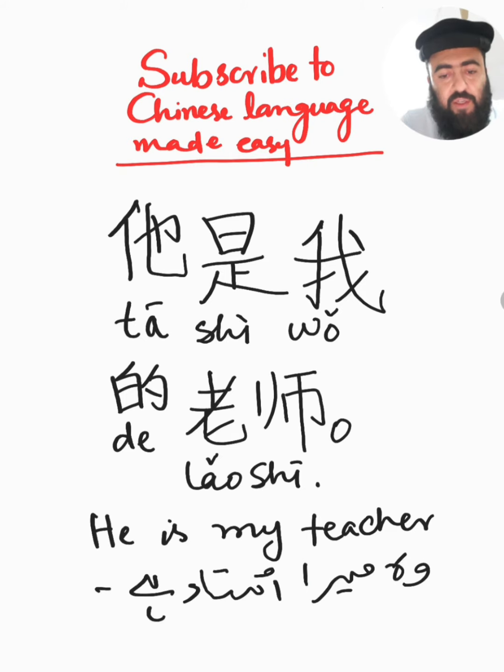This is how we write it in Chinese language, and I have written it in Urdu and English as well.